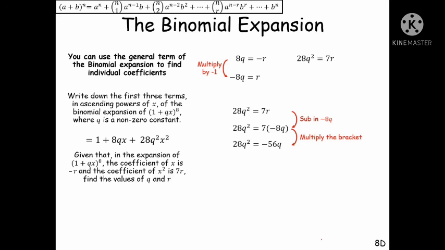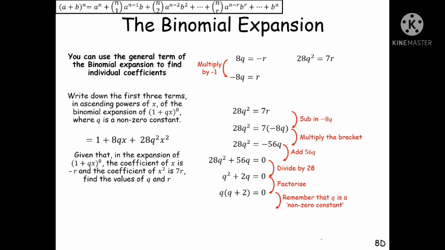I'll expand, I get 28q squared is equal to minus 56q, add the 56q, and then divide by 28. Factorise it, so I'll get q lots of q plus 2 equals 0. And it also says in the question that q is a non-zero constant, which means that q is not 0, can't be 0, which must mean that q is minus 2.